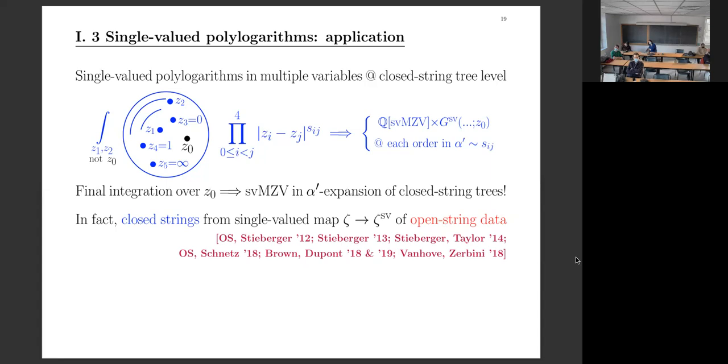In which way do you have to massage open string data? Which specific integration contours do you need to choose here to get closed string integrals with specific rational functions in the integrand? All of this is worked out in great detail in the literature. And the engine of the proof for that is in knowing about the single-valued polylogs.